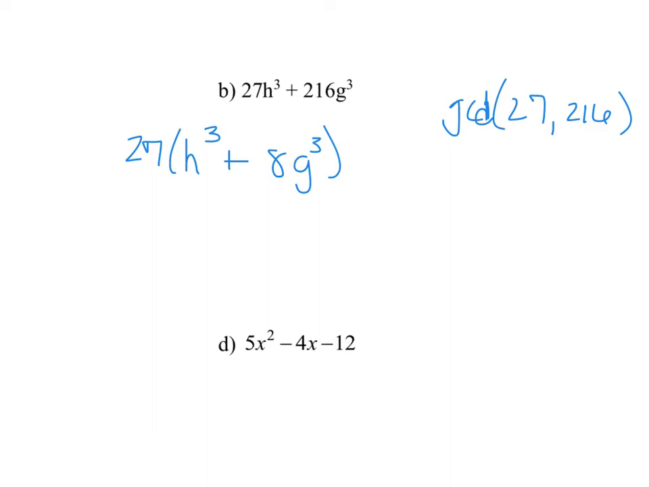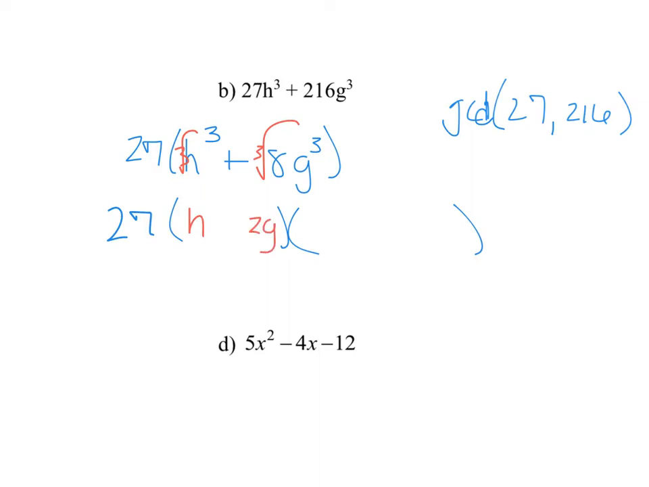Now, hopefully it's easier to see that you do have perfect cubes. So when you have perfect cubes, you make 2 sets of parentheses, one for a binomial, so 2 things here, and one for a trinomial, so 3 things here. I'm going to bring down the 27 because it is a part of my answer. My first step is to take the cube root of each. That's going to be h and 2g.